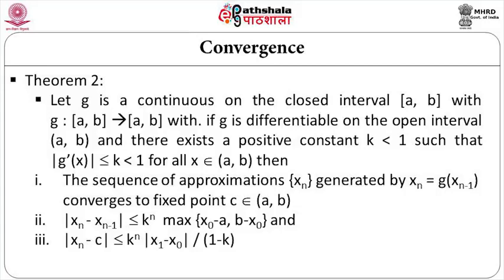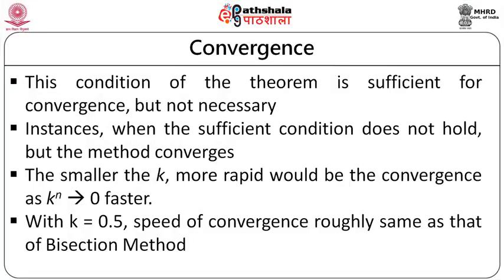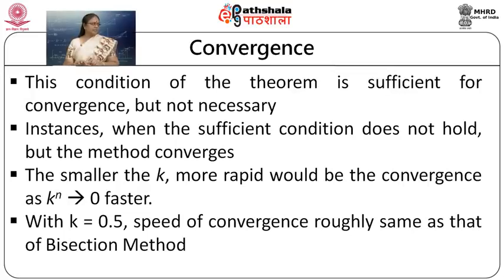And last, the point gives us that |x_n minus c|, where c is the root, is less than or equal to k raised to n by (1 minus k) into |x_1 minus x_0|. So this also tells us that a smaller k value is better, and you can note that if k is half, the error term very much resembles the bisection method.